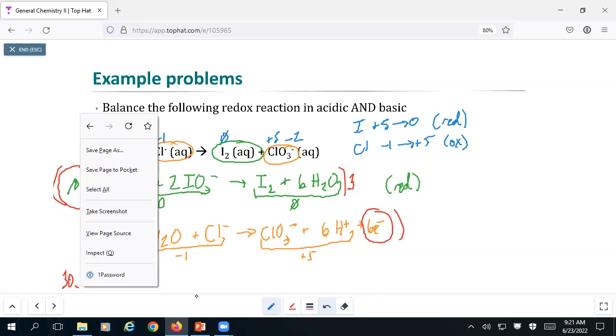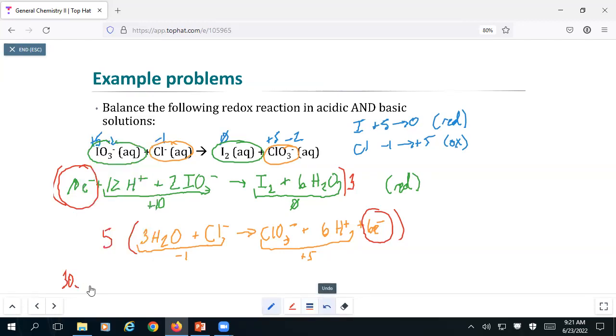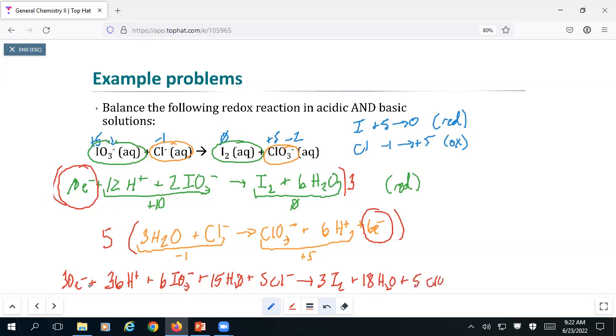I will end up with 30 electrons plus 36 H plus and 6 iodates and 15 waters and 5 chlorides, turning into 3 iodines, 18 waters, 5 chlorates, and 30 hydrogen ions and 30 electrons. So that's the result when I combine everything together.